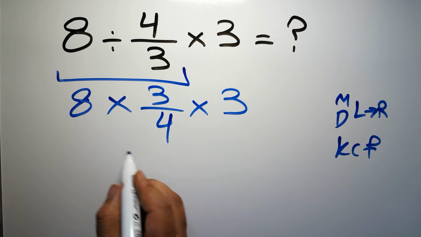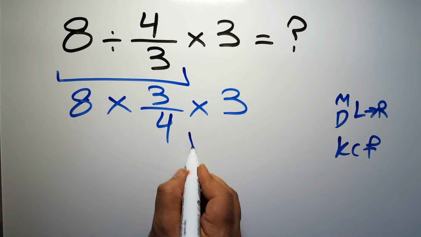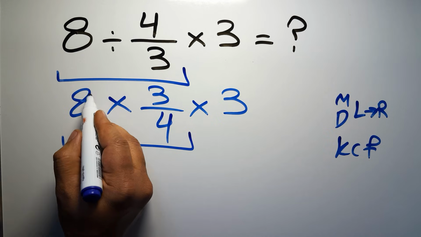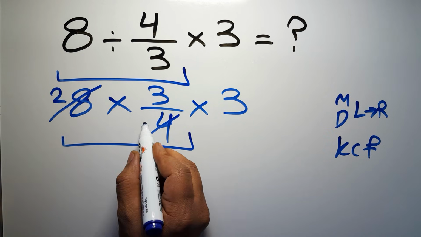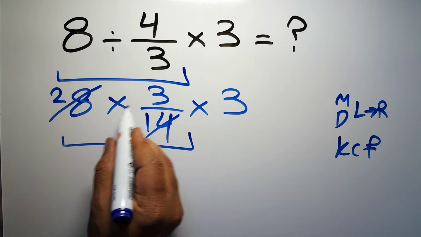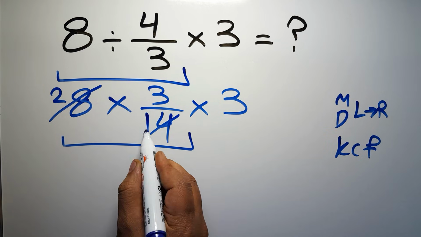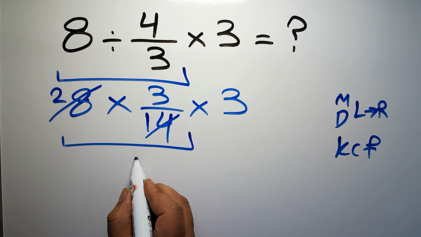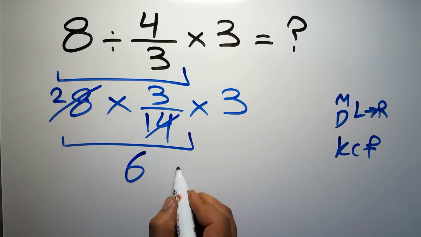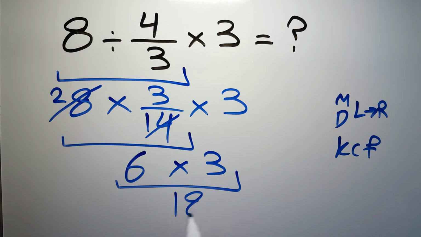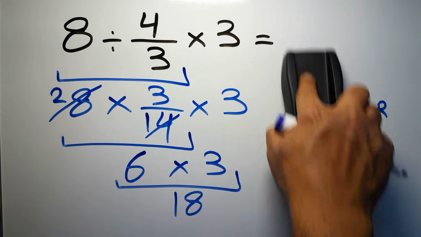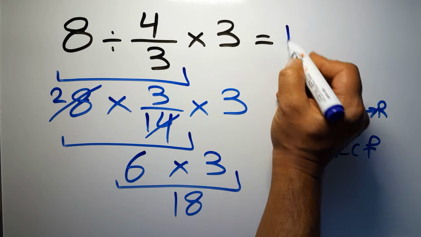First this multiplication. 8 times 3 over 4. 8 divided by 4 gives us 2, and 4 divided by 4 is just 1. So 2 times 3 divided by 1, which equals 6. So 6 times 3 is just 18. And this is our final answer to this problem. The correct answer is 18.